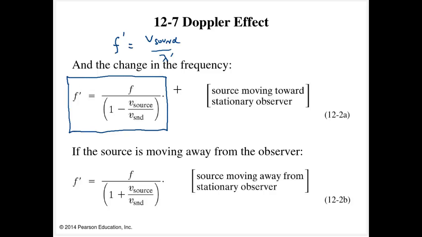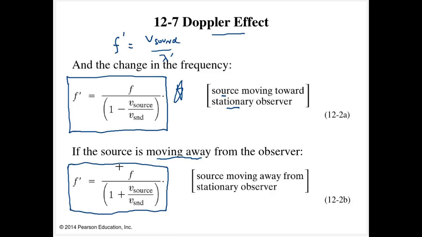So this is going to be one of the major equations to use when we're talking about Doppler effects. And keep in mind that this is going to be a source moving towards a stationary observer. If the source is moving away from the stationary observer, we can go through a very similar derivation, and we can come up with the second major equation that we can use.